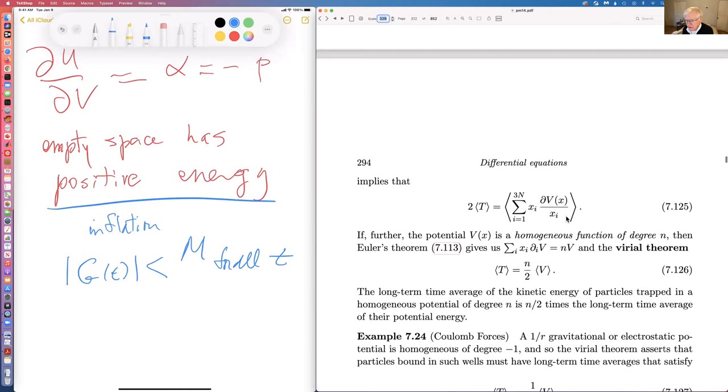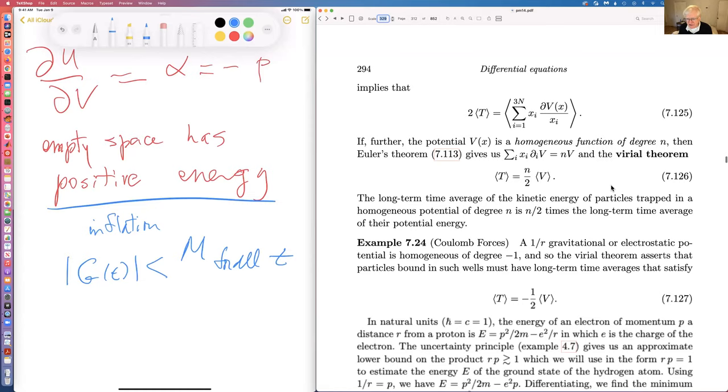Now, still, we don't have any actual result, but if the potential is a homogeneous function of degree n, then Euler points out this is just n times V. And so we get the non-relativistic virial theorem, which is the long-term time average of the kinetic energy for a potential that is homogeneous in the coordinates of degree n is equal to n over 2 times the long-term time average of the potential energy. And there are many examples of this.